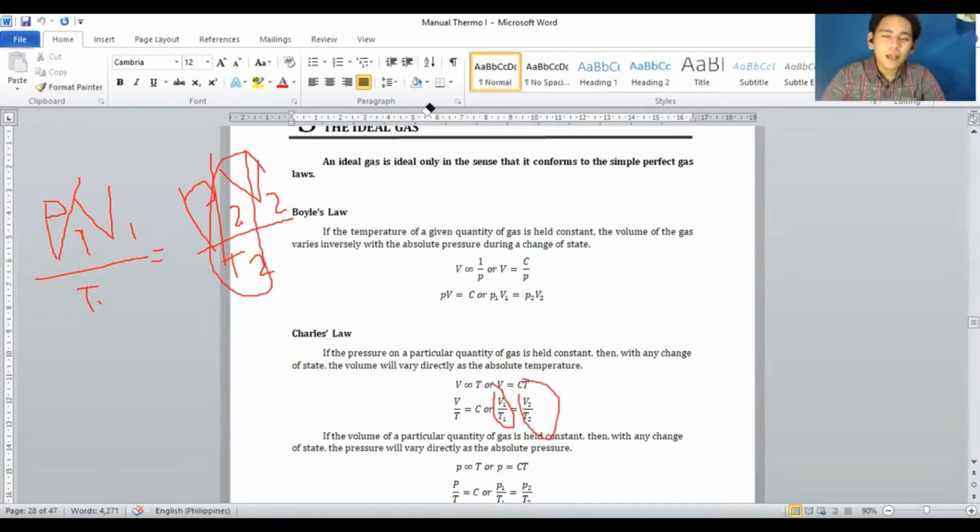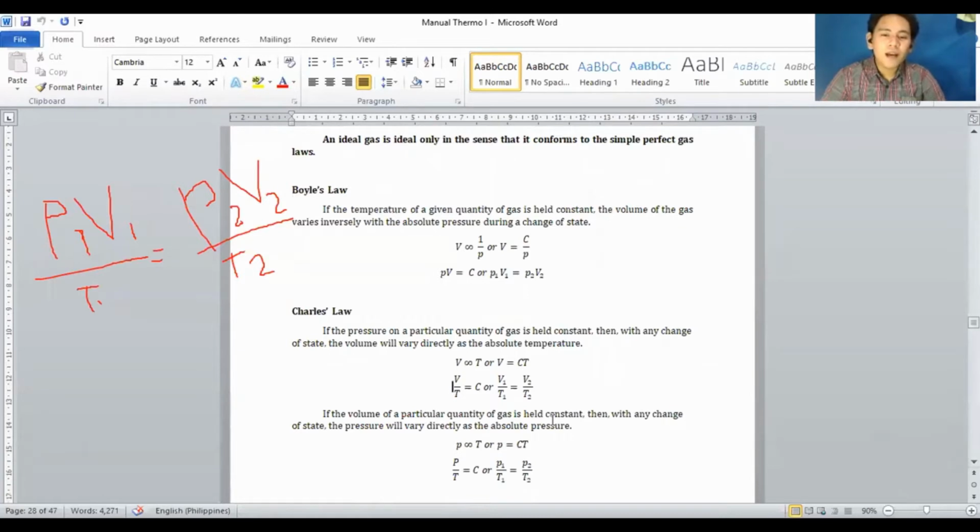In another case of Charles' law, the volume of a particular quantity of gas is held constant. So if the volume is constant, volume 1 and volume 2 cancel out. All we have left in the equation is P1 over T1, which is this, and P2 over T2, which is this. So that is the concept of Boyle's law and Charles' law.